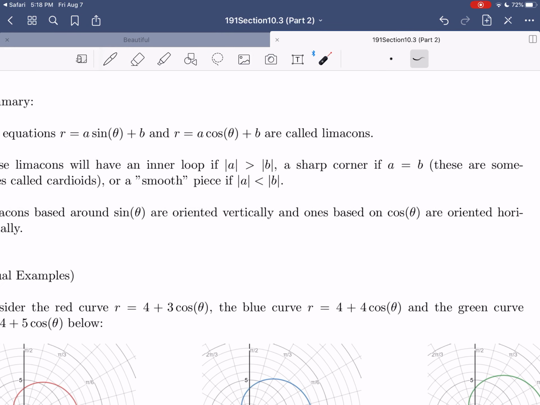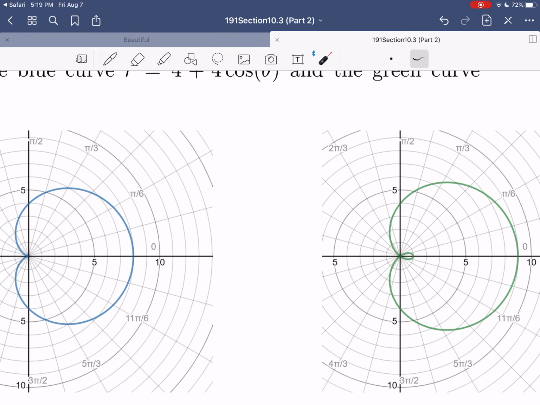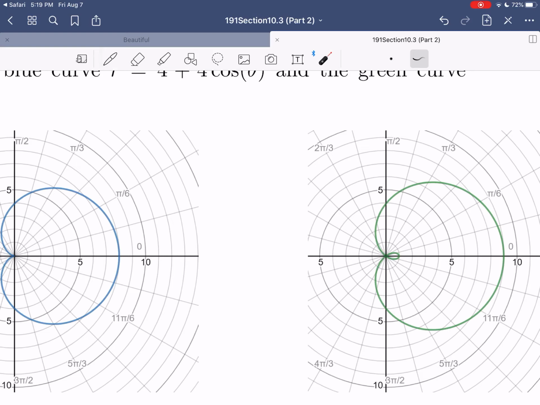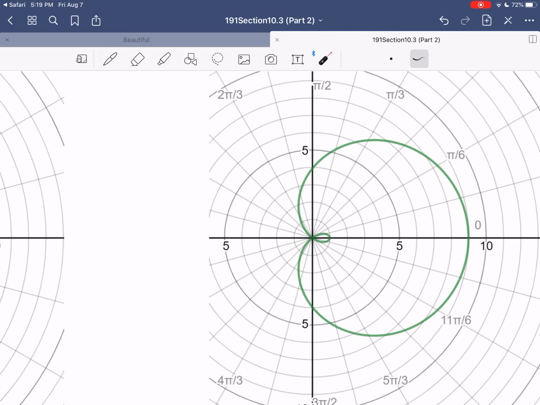Anytime you see something that's a sine theta plus b or a cosine theta plus b, you still maybe need to plot a few values, but you should already know the shape of it ahead of time. We'll also see some examples in our next section, 10.4, where we'll figure out exactly when that inner loop occurs. We'll be able to determine the angle where the inner loop starts and where it ends by looking at where the radius is 0. We'll be interested in things like the area inside that inner loop or the arc length around it.